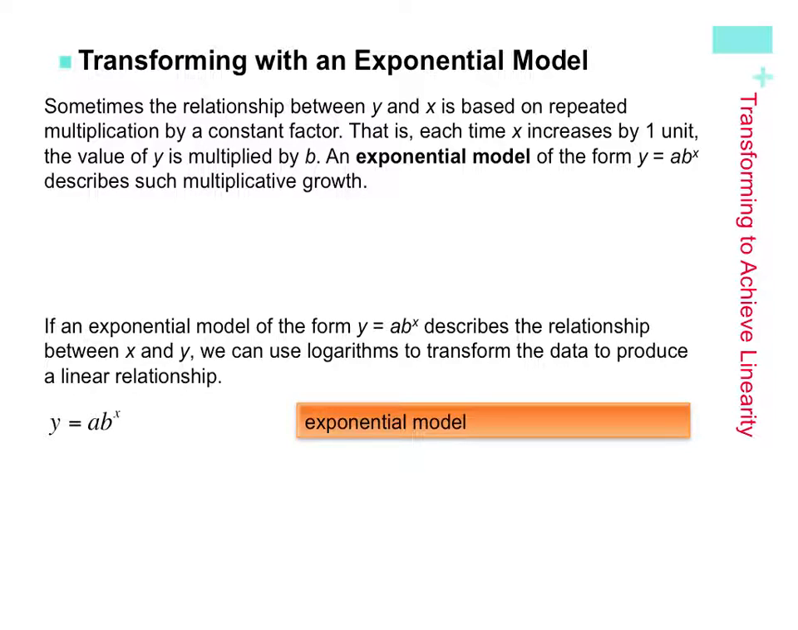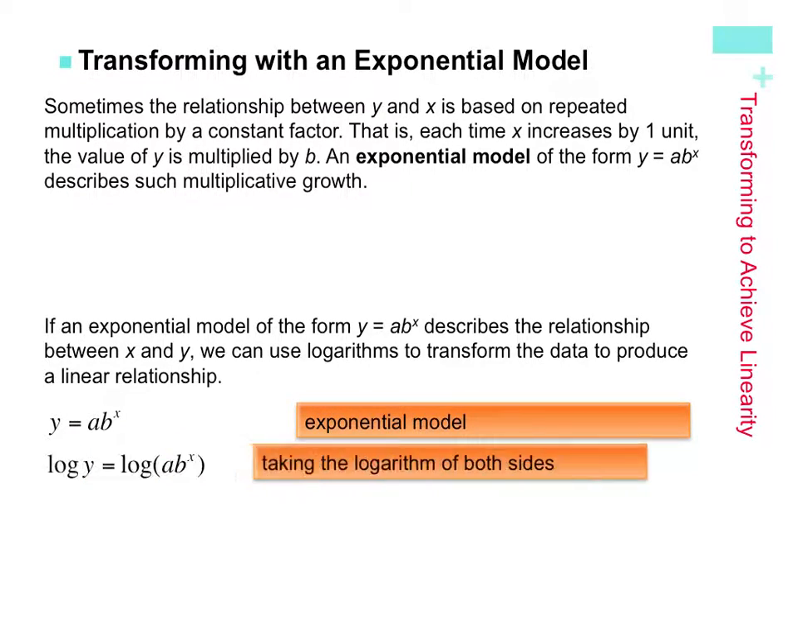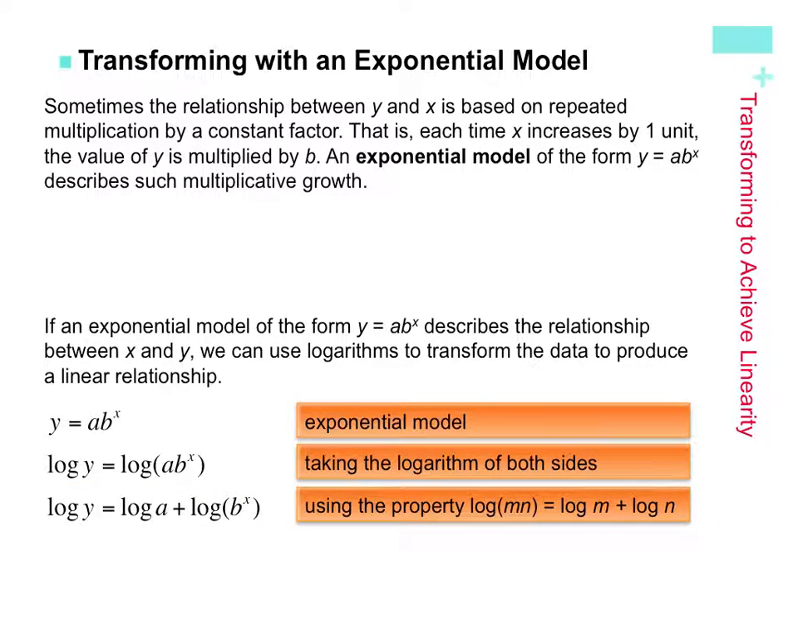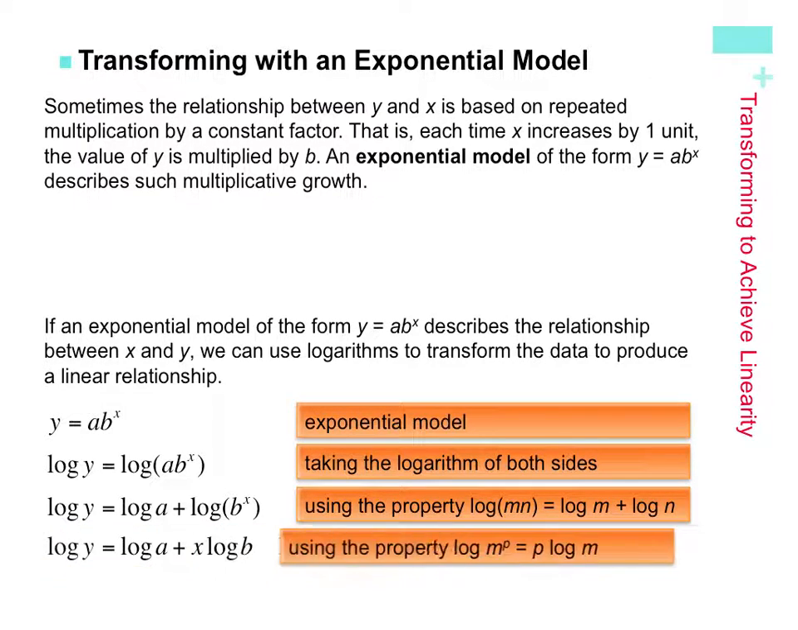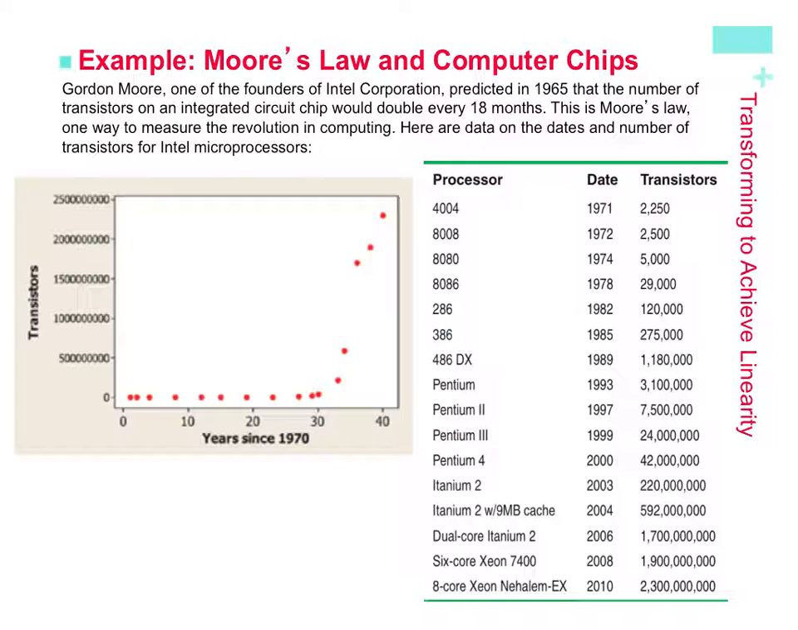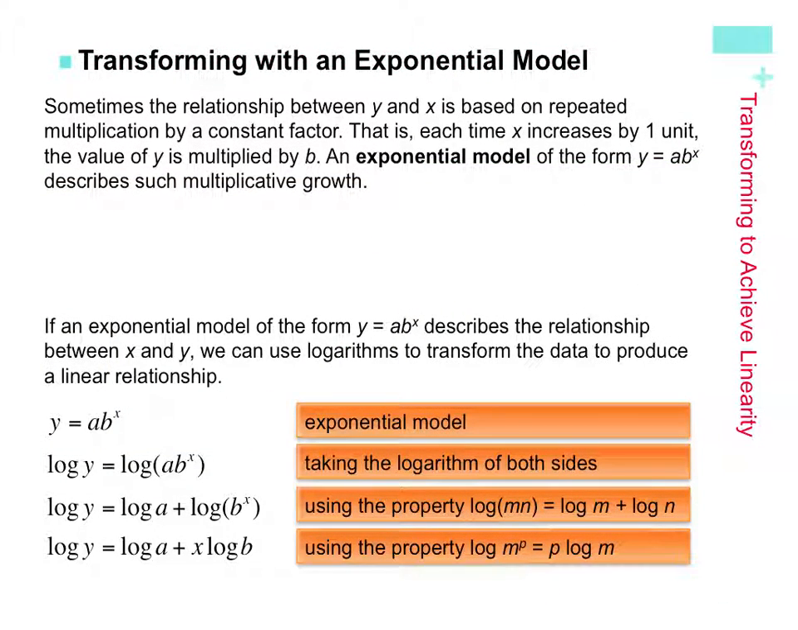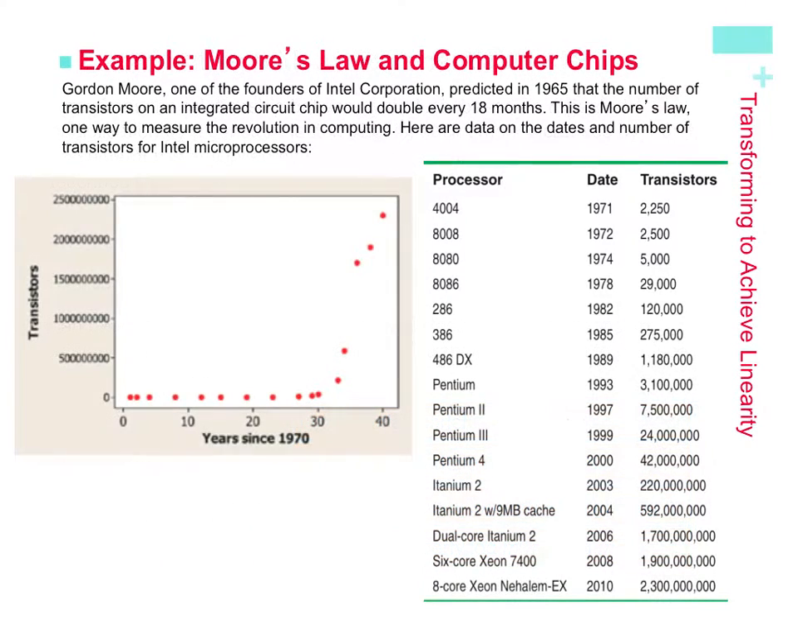Okay, so the following walks you through how to change it using logarithms. You're going to take the logarithm of both sides. Using that property, you'll end up with log y equals log a plus x times log b. Now we'll walk through that in an example.